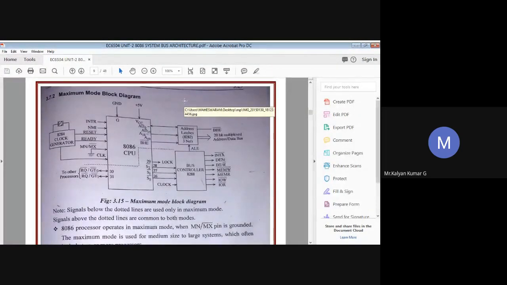Here we are going to use two bidirectional buffers, 74LS245. We are going to use them as data transceivers. Apart from this, everything else is going to be the same. So, minimum mode and maximum mode configurations.